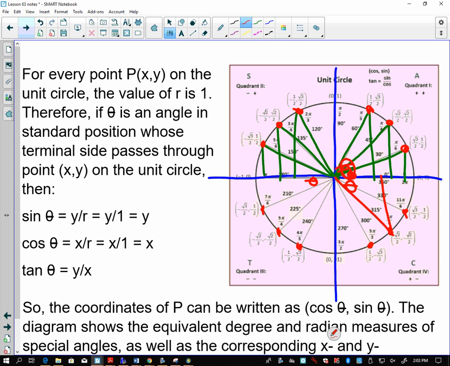We learned that sine is what again? Something over something. SOHCAHTOA, right? SOH. What is O? Sine is opposite over hypotenuse. What is cosine? CAH, adjacent over hypotenuse. Tangent is TOA, opposite over adjacent.